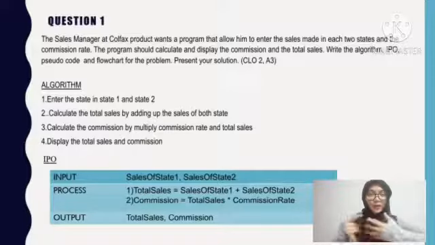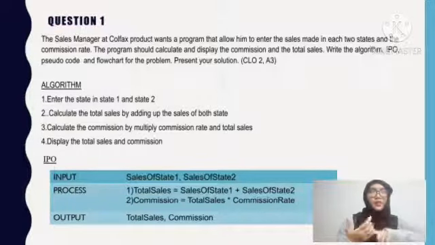In problem-based exercise 1, I present question 1, which is: the sales manager at Colfax Product wants a program that allows him to enter the sale made in each of two states and the commission rate. The program should calculate and display the commission and the total sale. Write the algorithm, IPO, pseudocode and flowchart for the program and present your solution.